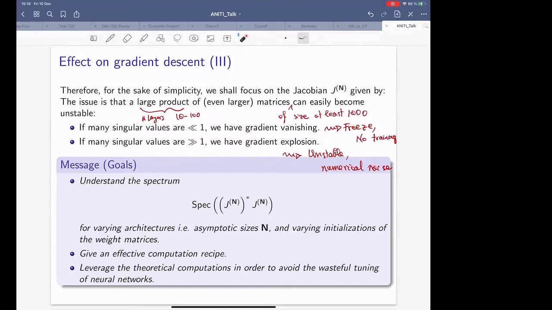The goal of this talk is to try to understand the spectrum as a function of the architecture, basically large N's, and varying initializations of the weight matrices, because we're interested in the beginning, and the learning process is very affected by what is happening at the beginning. We will give an effective computation recipe. This is theoretical, and you could say you're doing things that seem removed from reality. Here we'll do something very empirical and show you that the indicator actually means something.